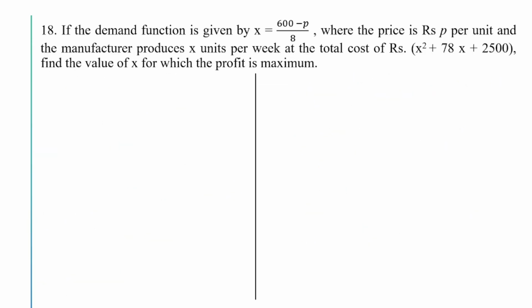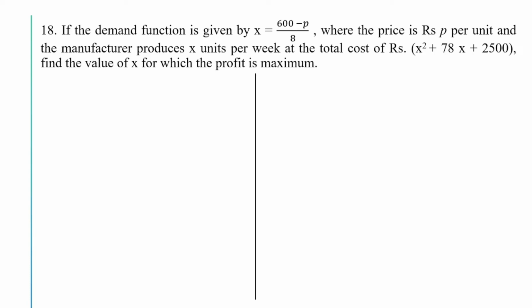The next question: if the demand function is given by x is equal to 600 minus p by 8, where the price is rupees p per unit and the manufacturer produces x units per week at the total cost of rupees x square plus 78x plus 2500. Find the value of x for which the profit is maximum.